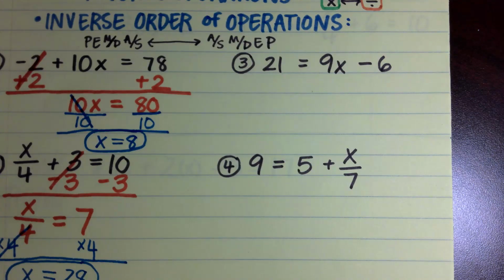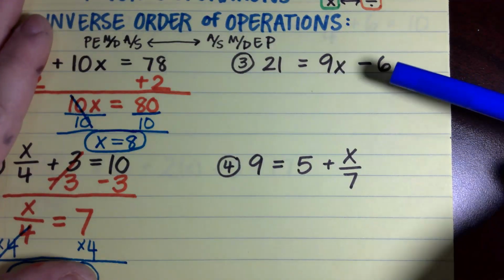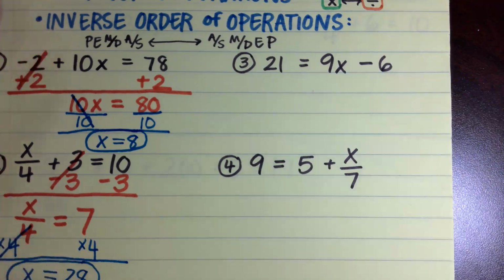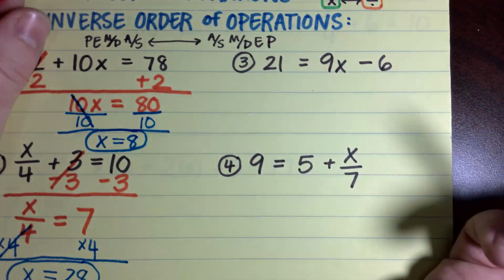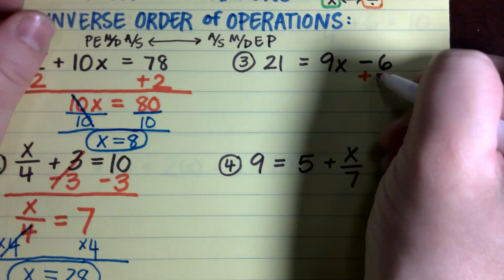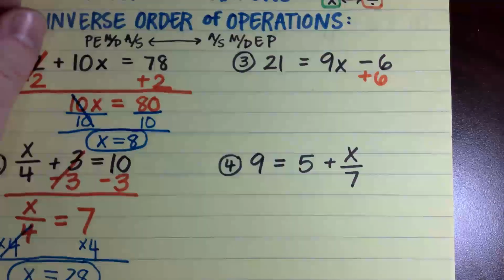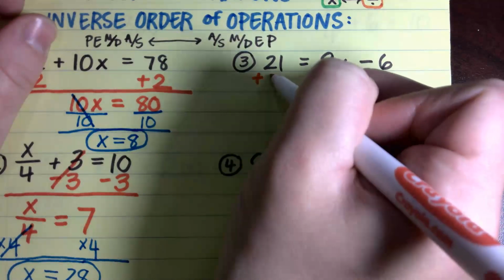Number 3 is 21 equals 9 times x minus 6. What should we do first? Do the minus 6 and change it to the plus. Yes, we have a -6 we want to get rid of. So to get rid of it, we're going to do the inverse, which is plus 6. And then I need to do that to both sides. So plus 6.